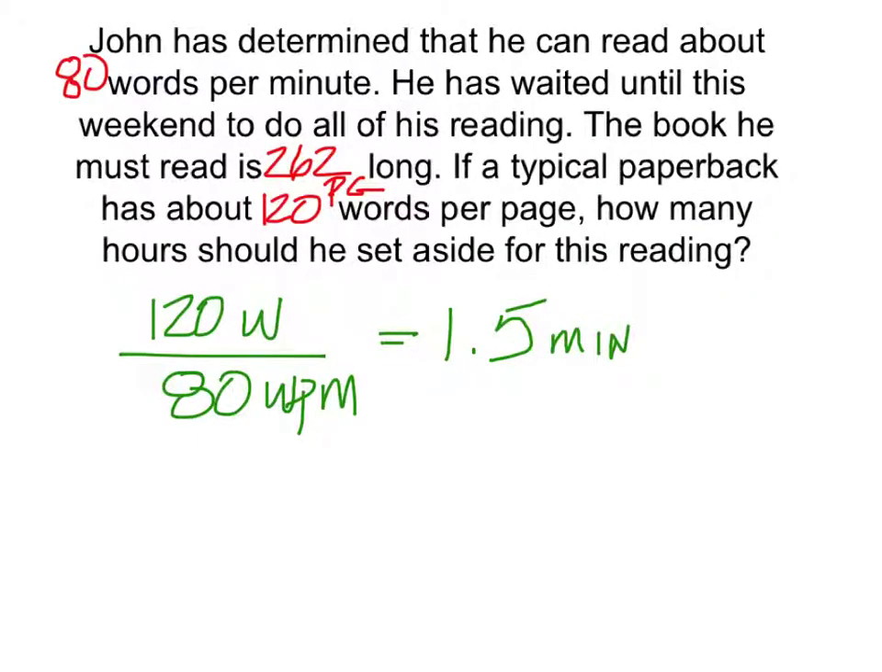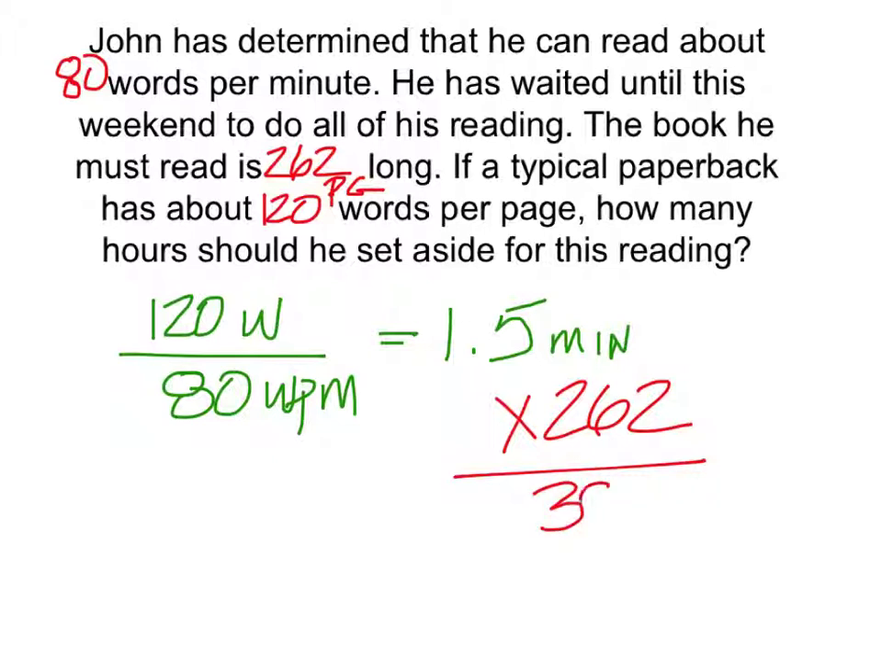In this problem we have 80 words per minute, and the book is 262 pages long, and it has about 120 words per page. So what we've done, off camera, we're just now starting to record, is 120 words divided by 80 words per minute gives us 1.5 minutes to read one page. And we just determined that we have to multiply that by the number of pages, which is 262. So when you multiply 1.5 times 262, you come up with 393 minutes.